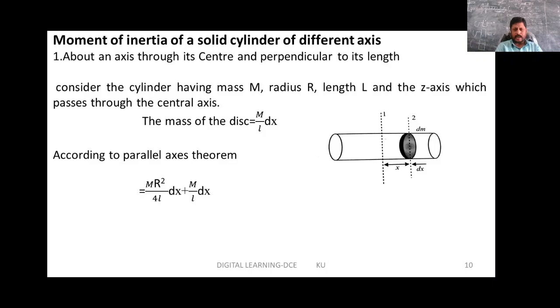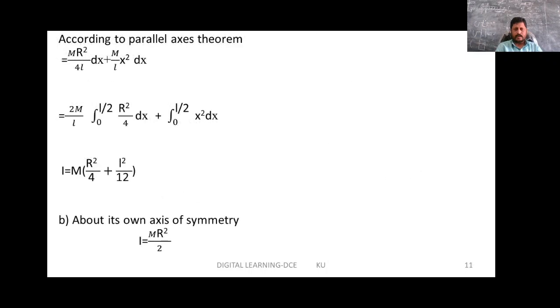According to the parallel axis theorem, mr square over 4L into dx plus m over L square dx. Now integrating this over the entire cylinder, the final expression will be I equals m into r square over 4 plus L square divided by 12. But about its own axis of symmetry, it is I equals mr square divided by 2.